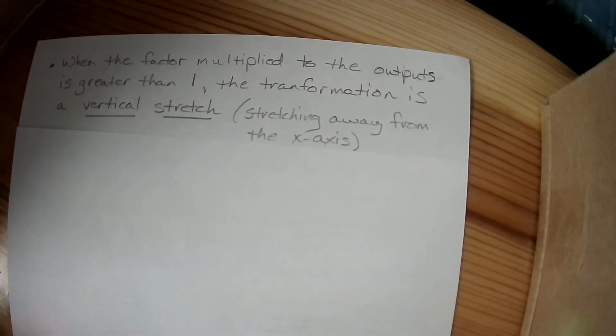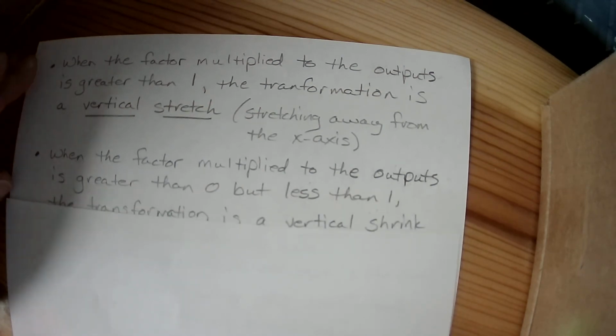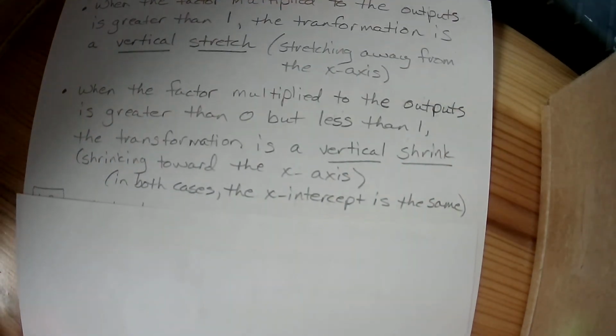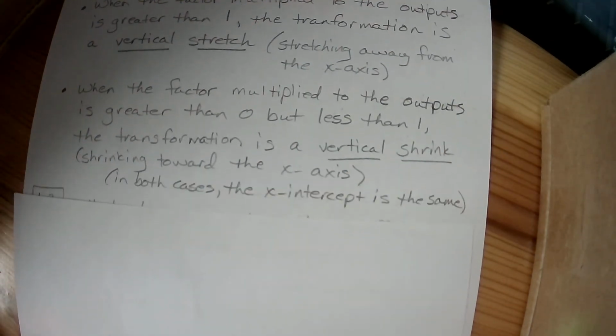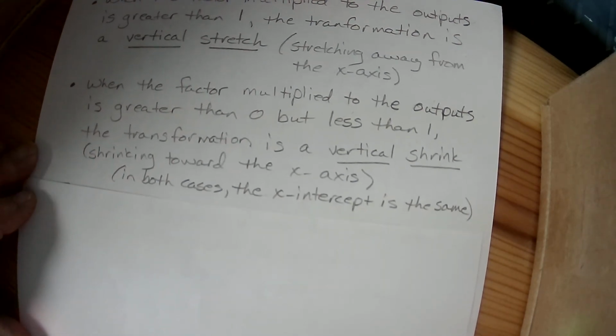Okay, so when the factor multiplied to the output is greater than 1, you're going to get a vertical stretch. That's like when the parabola got real skinny. When the factor multiplied to the output is greater than 0 but less than 1, the transformation is a vertical shrink, shrinking towards the x-axis. Note that in both of those cases, the x-intercept did not change. The x-intercept stayed the same. In the case that we just did, the x-intercept was 0, right?